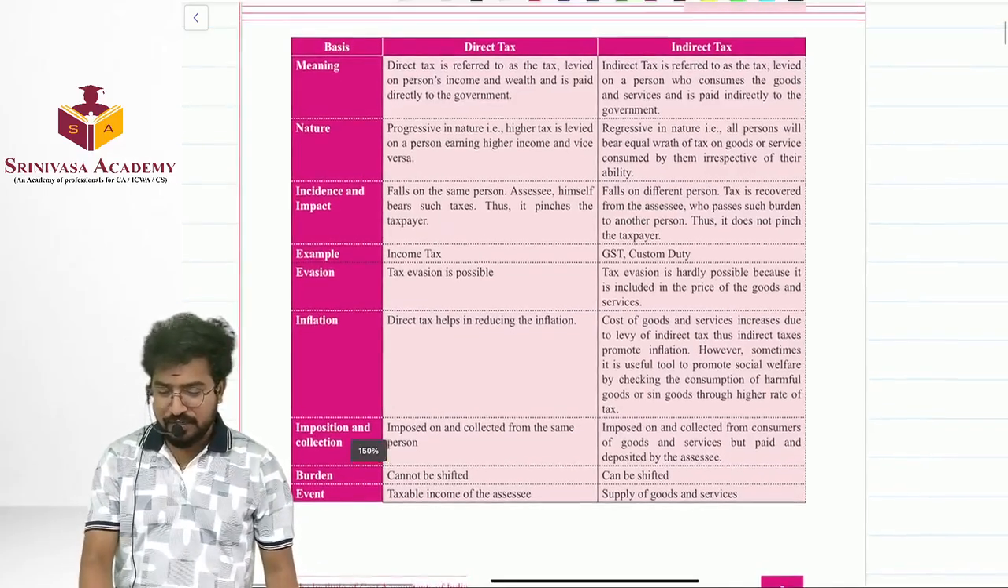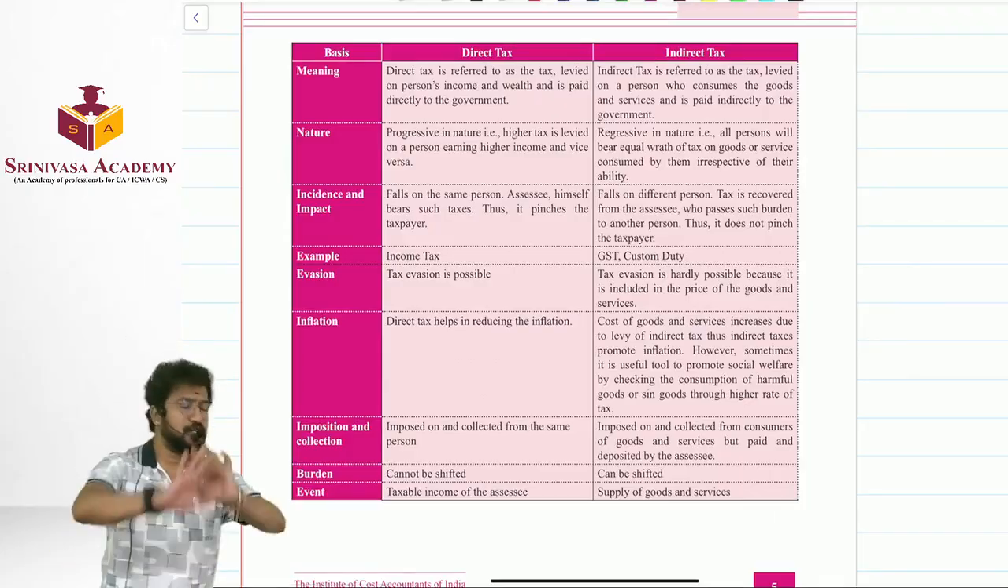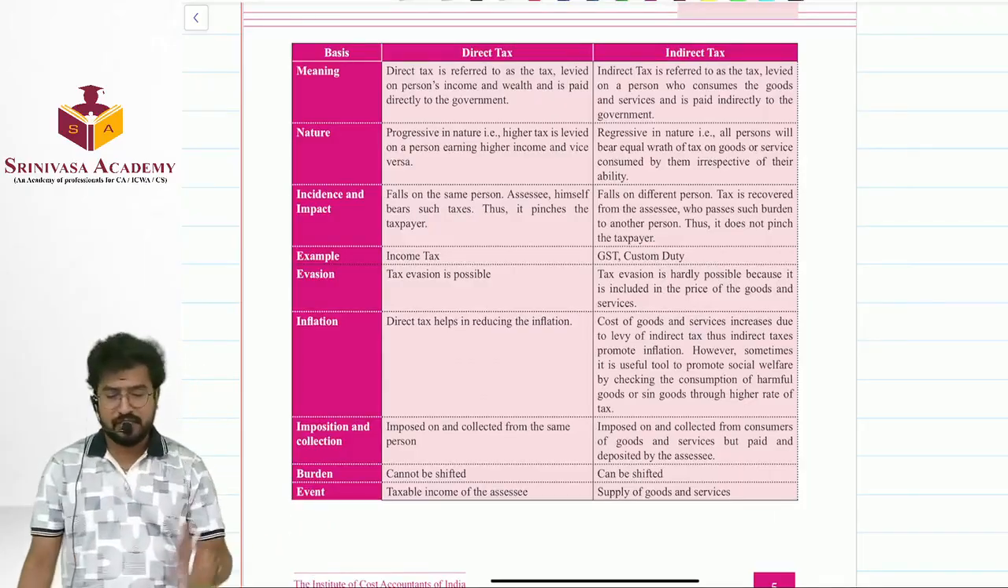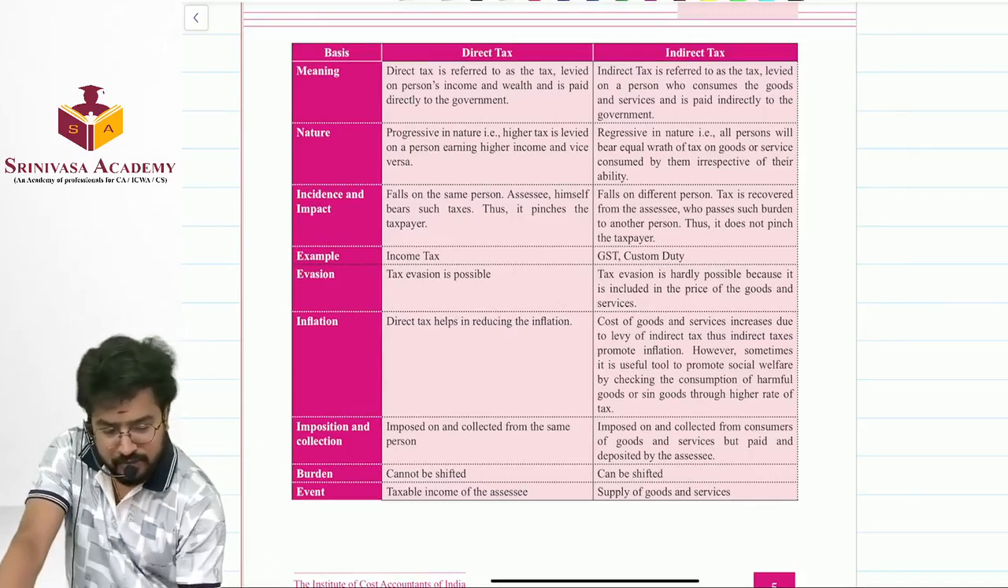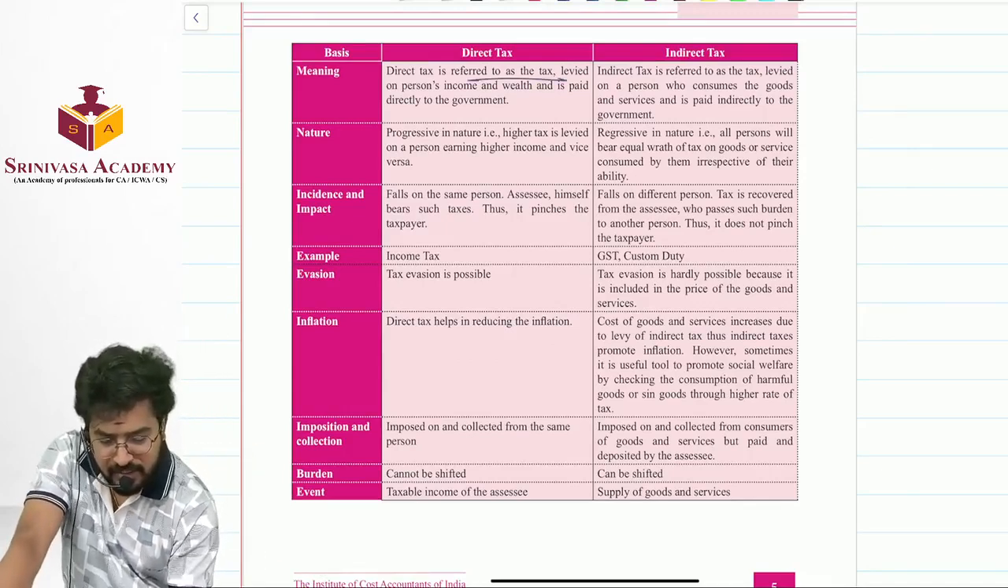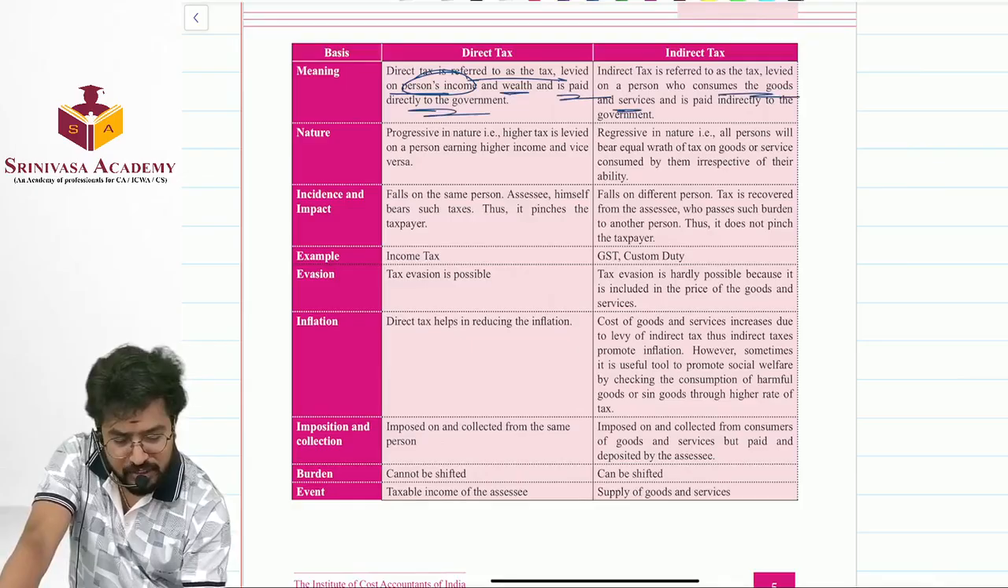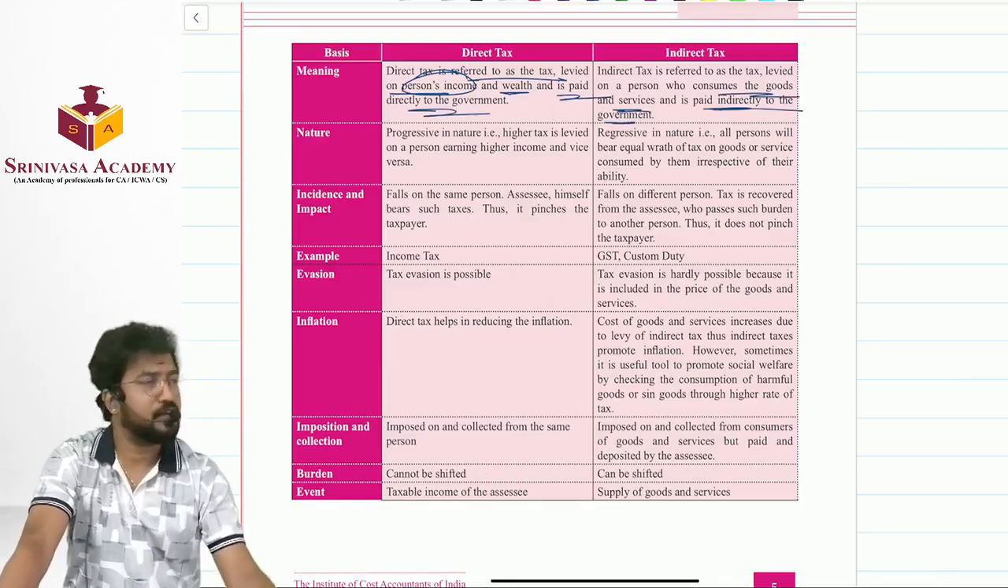Right. So what are the differences? Guys, these points you already know. We are just revising. So what are the differences? What is the first difference? Meaning: direct tax is referred to as a tax levied on a person's income and wealth, and it is paid directly to the government. Whereas indirect tax refers to tax on consumption of goods and services, paid indirectly to the government.